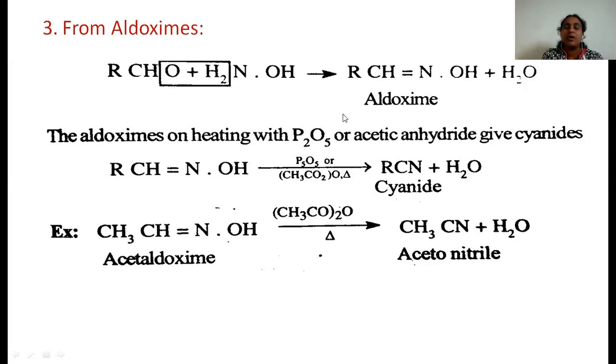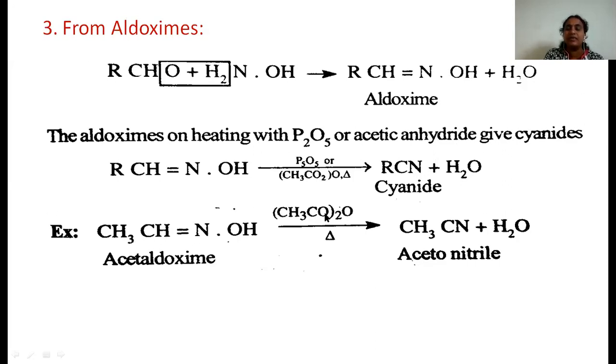This aldoxime, on further reacting with phosphorus pentoxide or acetic anhydride, then what will happen? Again, this compound will eliminate the OH group, the H will be eliminated, and it produces the cyanide. So for this compound, the example is acetaldoxime.